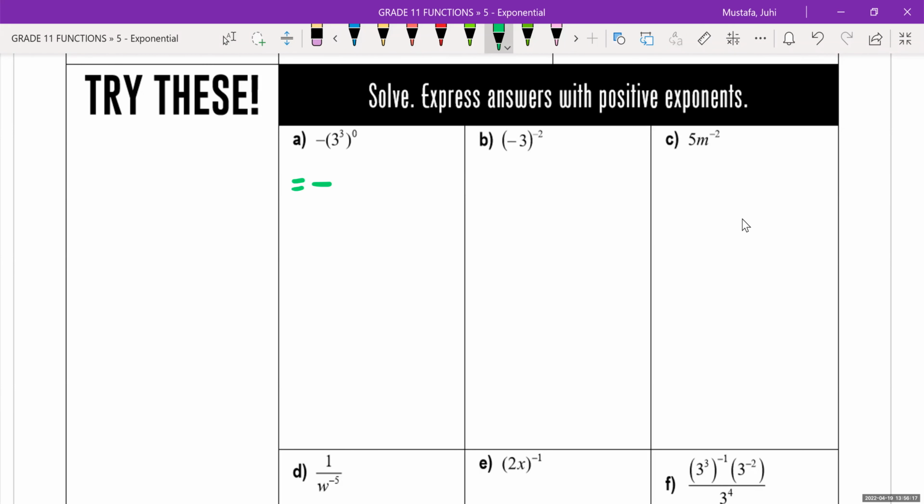Now for this, we are going to use the rule of a power, and we're going to get 3 to the power of 0, because 3 times 0 is just 0. And anything to the power of 0 is equal to 1, so the final answer would be -1.